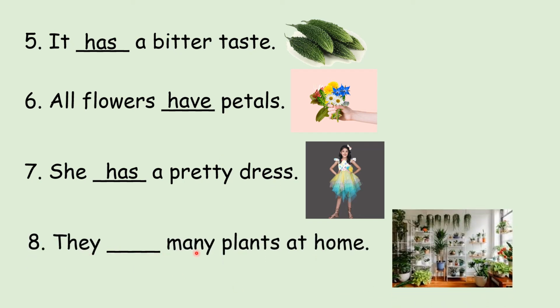They dash many plants at home. What are we talking about? Plants. Or they. They dash many plants at home. So which word will you use? Has or have? Have, because we're talking about they. They have many plants at home. We are not talking about the plants in the sentence. We are stressing more on they.